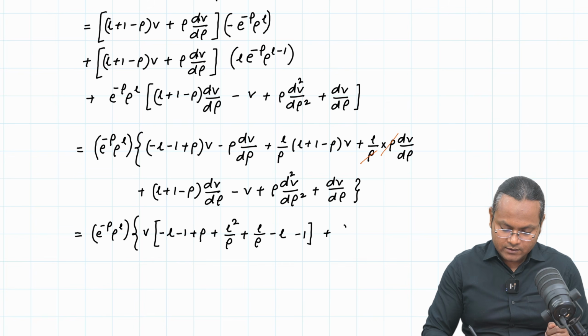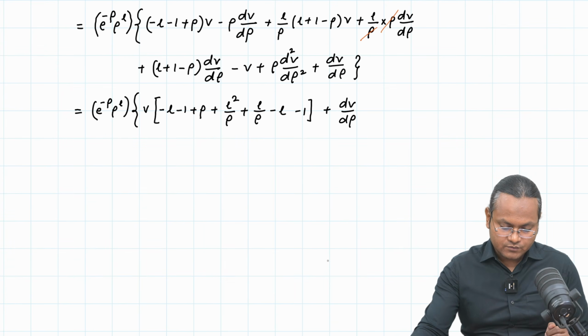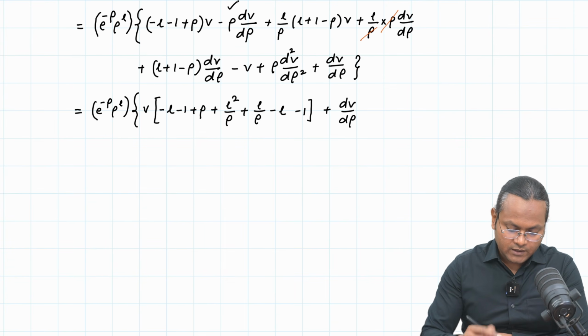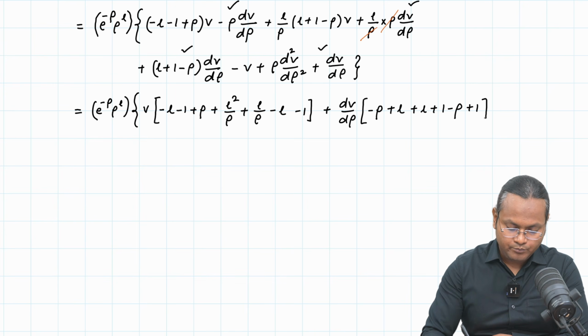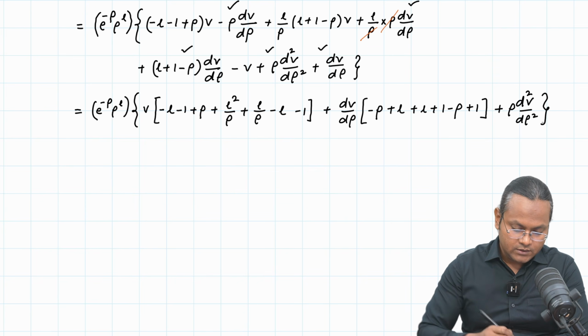And then if I take dv upon d rho, then I should get the following terms. From here, I should get minus rho. From here, I should get plus L. From here, I should get plus L plus 1 minus rho. And from here, I should get plus 1. And of course, the last term is plus rho d2v upon d rho 2. Okay. This completes the expression.